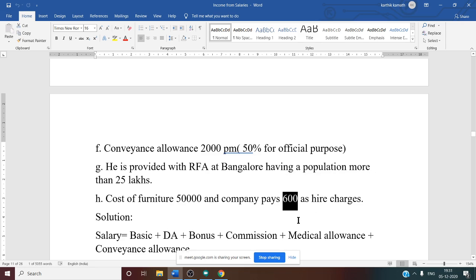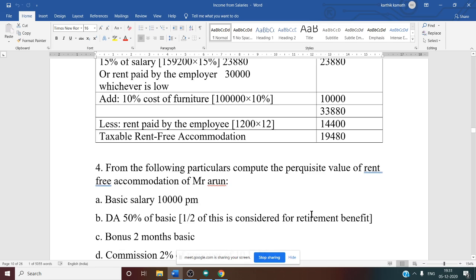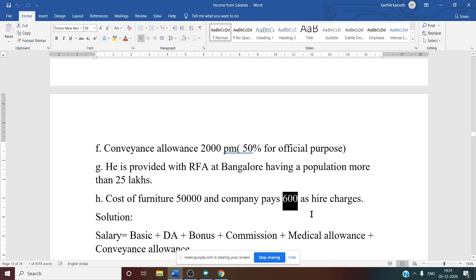Per month, sir. Per month is not given, but hire charges means what? Per month only they'll take. Yeah, installment amount you are paying. So that 600 is per month. So these are the points involved in this question. So now we have to find the solution part.